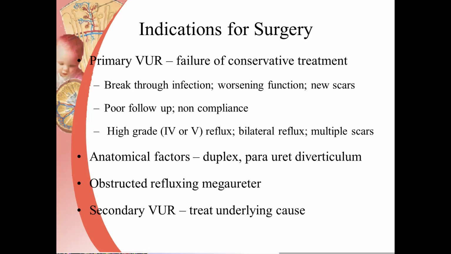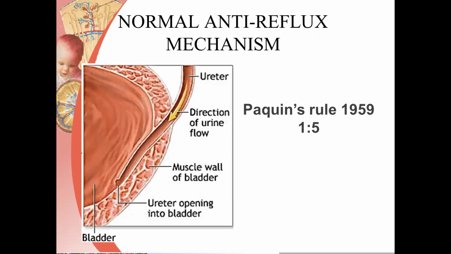Now, secondary VUR, ideally you have to treat the underlying cause. If there is a neurogenic bladder, treat the neurogenic bladder. If there is a posterior urethral valve, you treat the posterior urethral valve. So, secondary VUR is an indication for treatment of the underlying cause rather than the reflux itself.